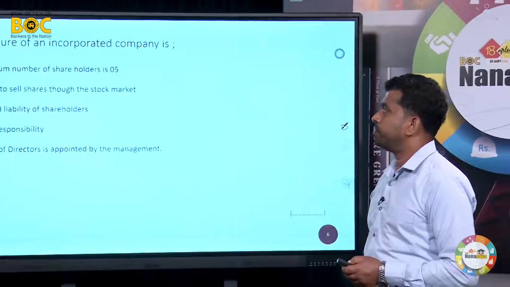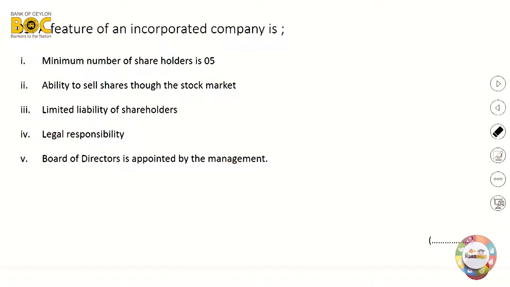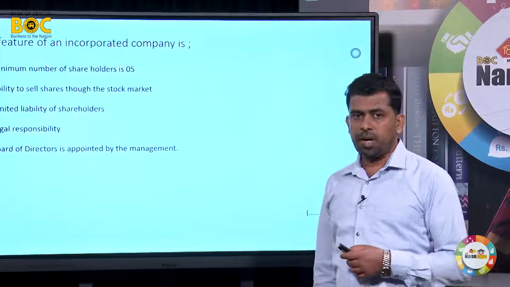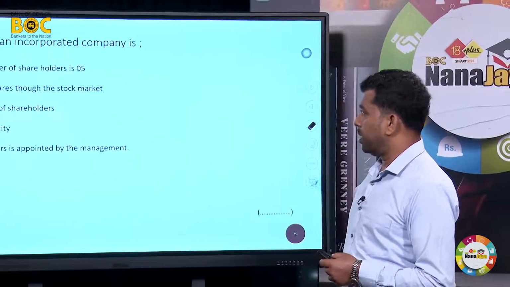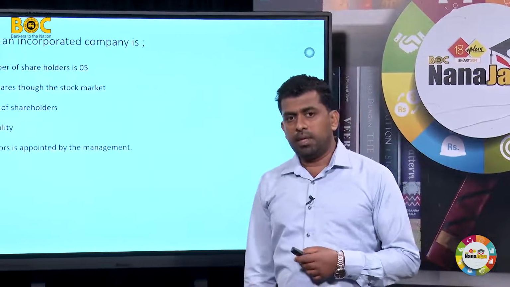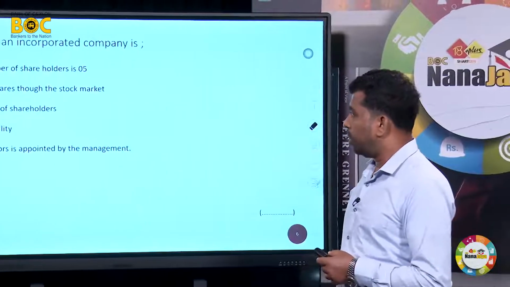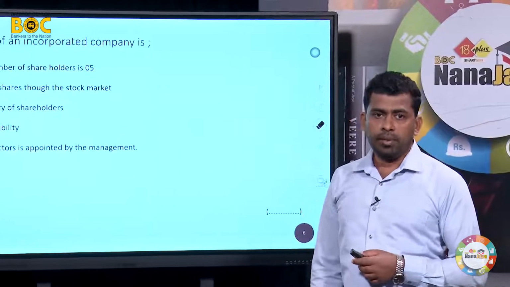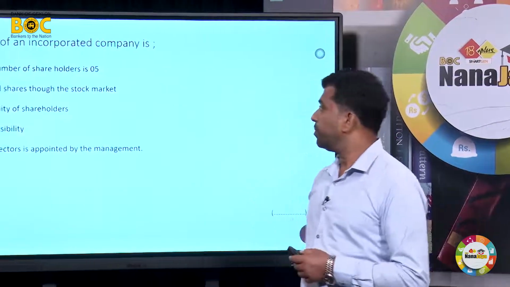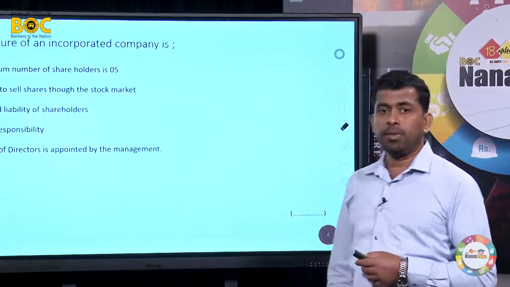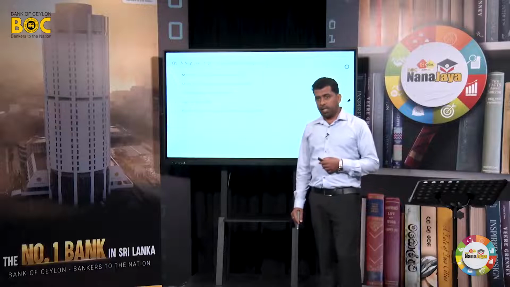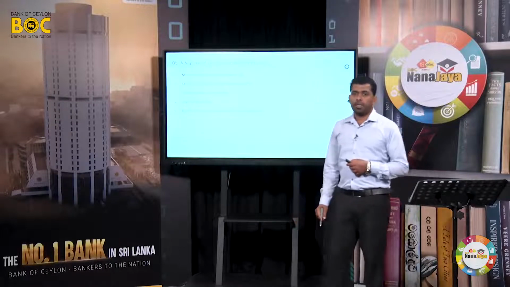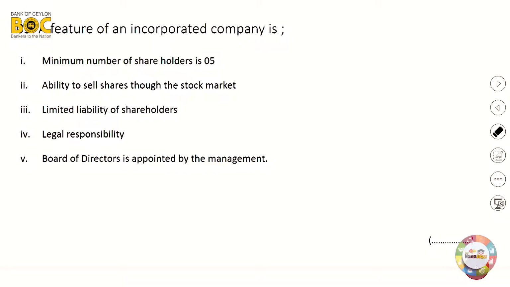Question number 5. A feature of an incorporated company is minimum number of shareholders is 5. In public limited and private limited companies, the minimum number of shareholders is 1. Ability to sell shares through the stock market is a feature of a public limited listed company. Limited liability of shareholders: in some companies there are no shareholders, as an example, a company limited by guarantee has members. Legal personality: there is a legal personality for all incorporated companies, that is the ability to sue and to be sued by the business name, not by the owner's name.